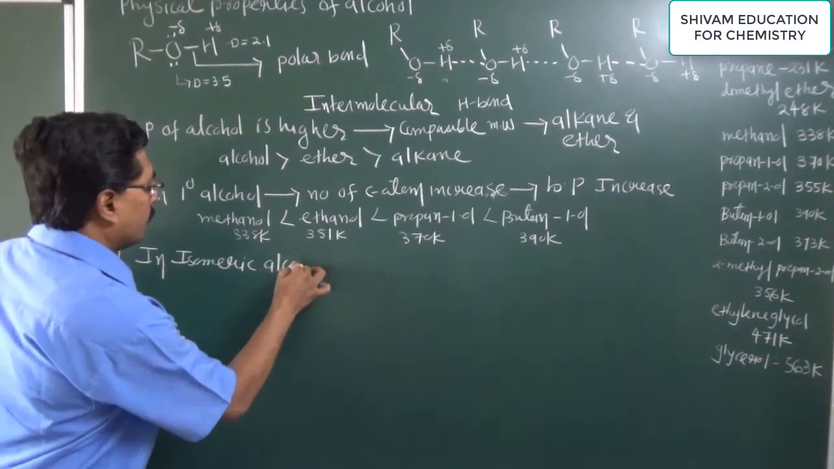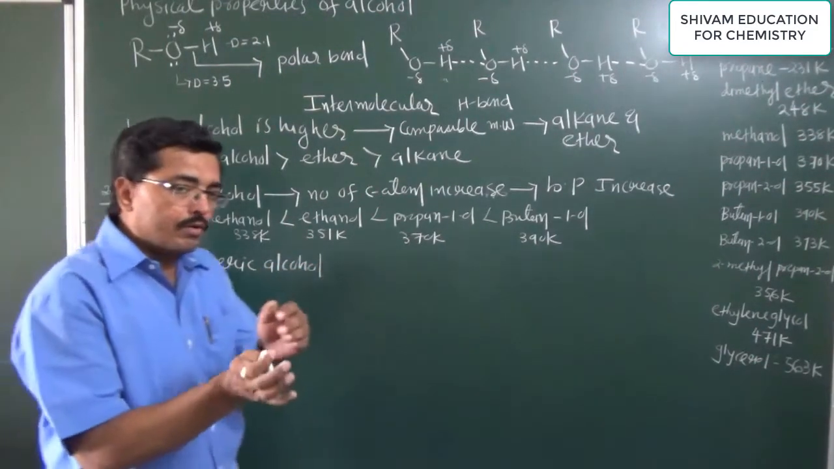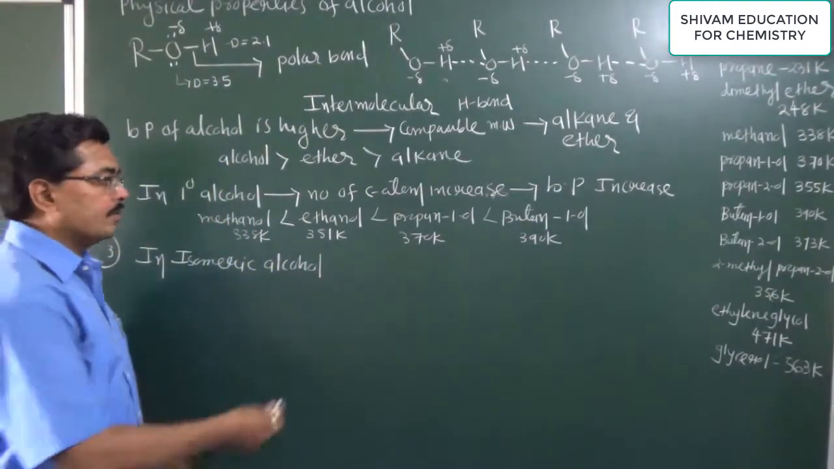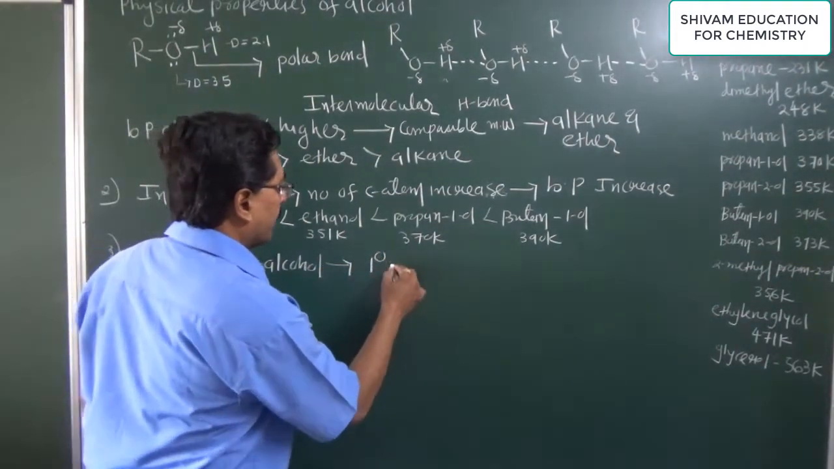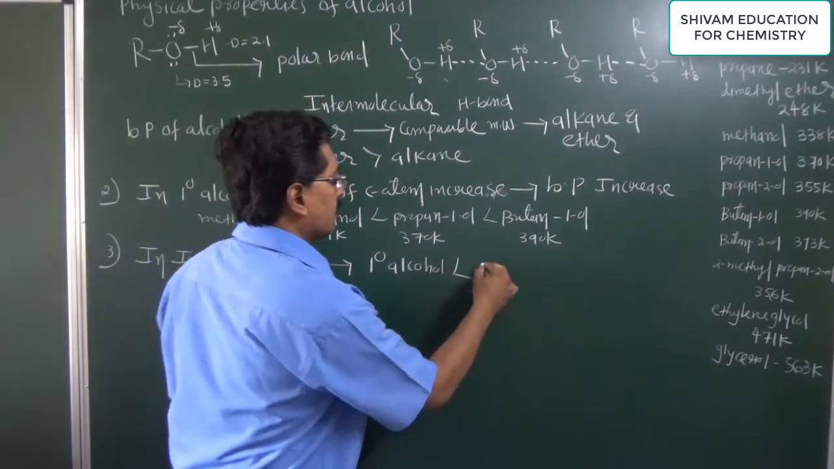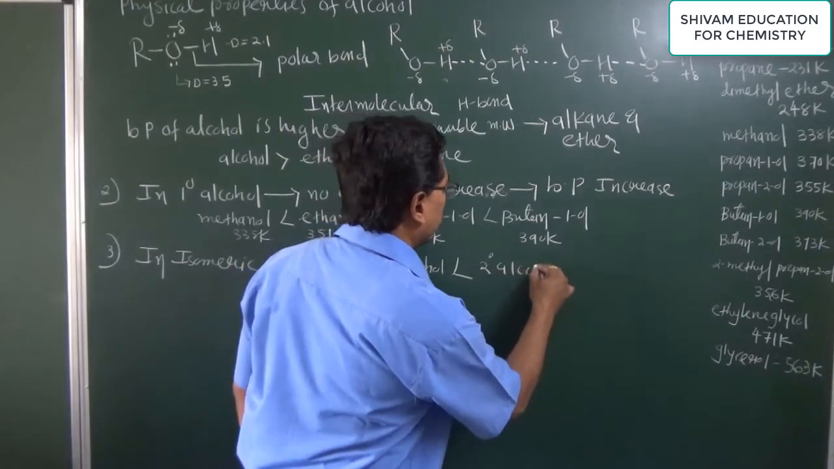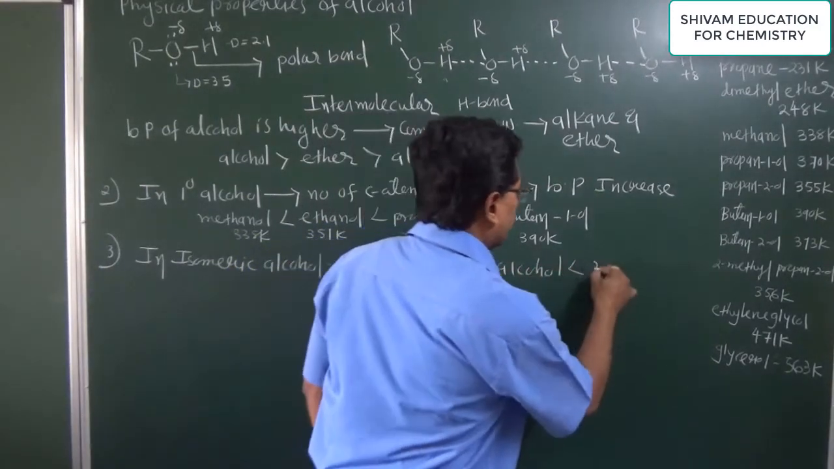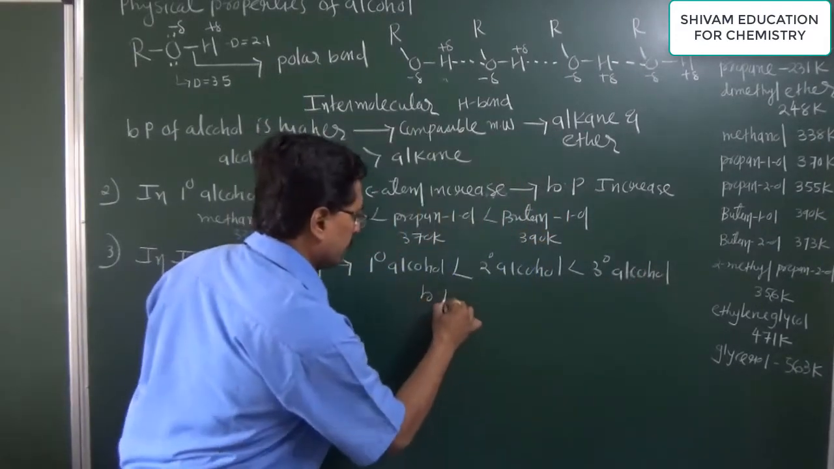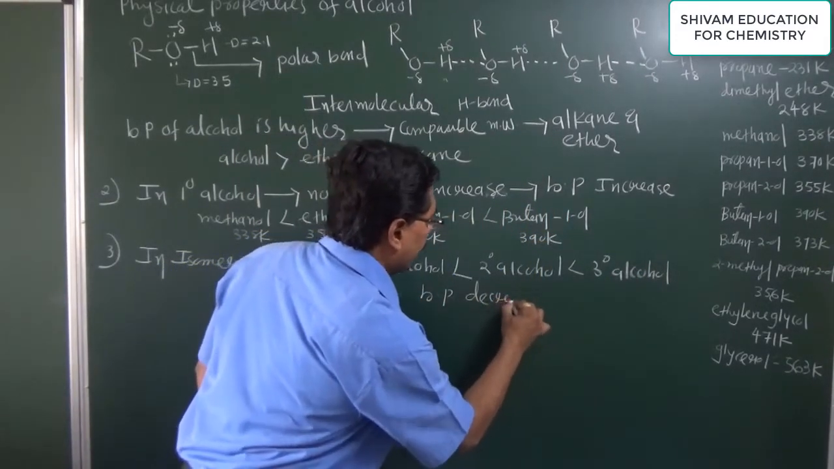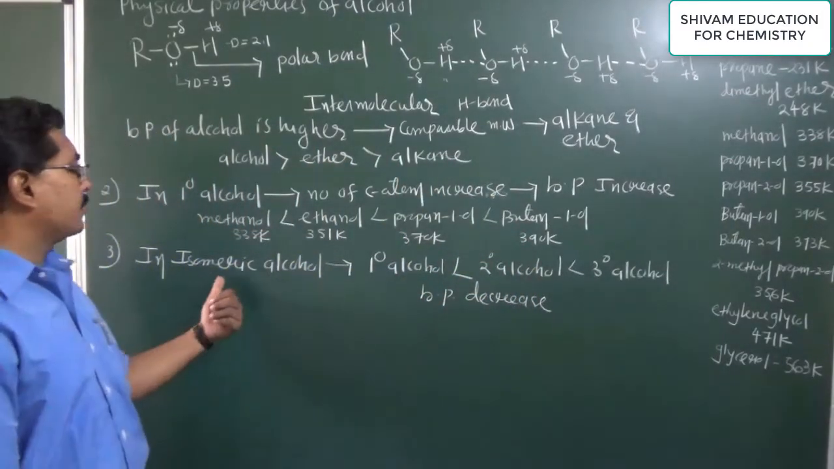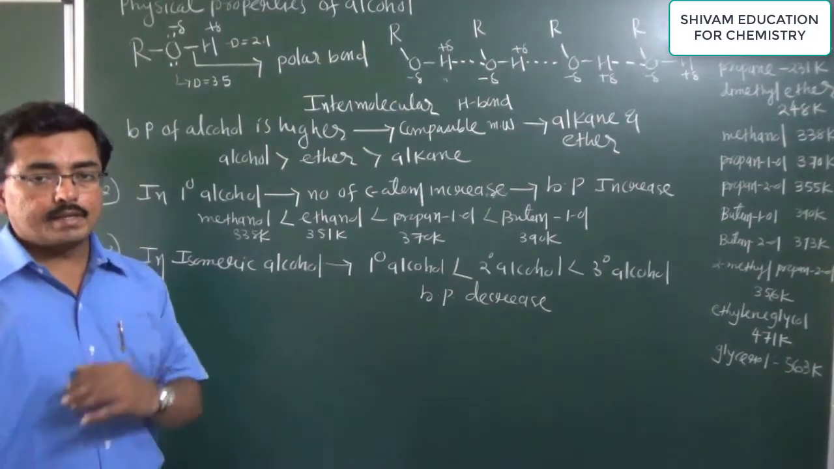Now the third physical property, in isomeric alcohols. Isomeric alcohol means alcohols having the same molecular formula but different structural formula. So in the case of isomeric alcohols, as we go from primary alcohol to secondary alcohol, or from secondary alcohol to tertiary alcohol, it is observed that the boiling point will decrease. Why?